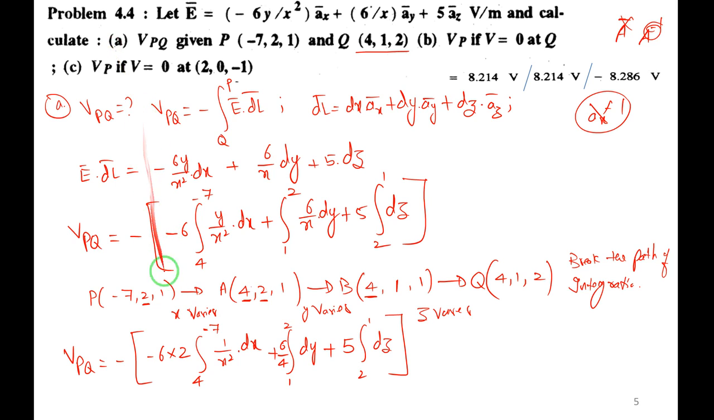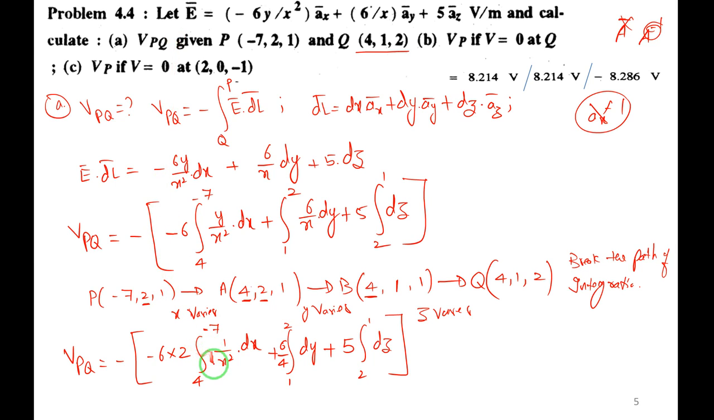So minus 6 into 2 is 12. So integration of x square, we can write it as integration of x to the power of minus 2 into dx. So x to the power of minus 2 plus 1, so it is minus 1, right? By minus 1. So I am getting minus 1 by x. So upper limit minus lower limit, so 4 and minus 7.